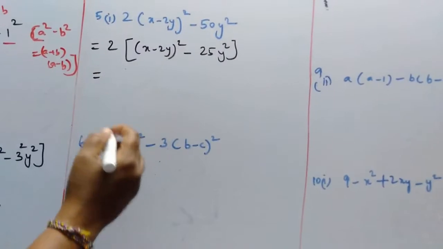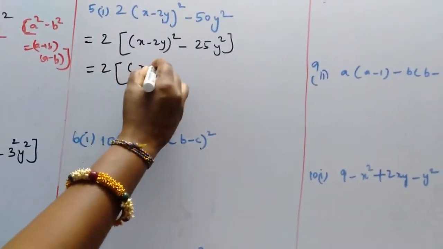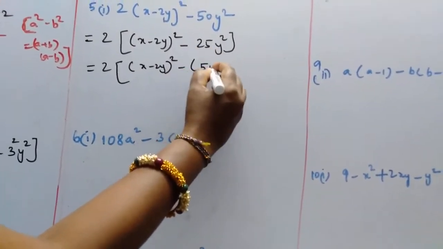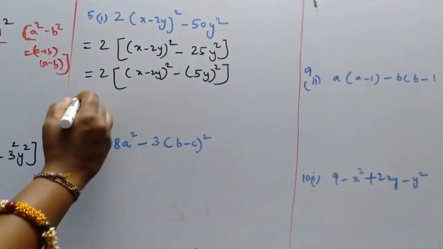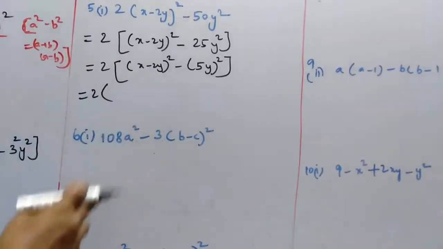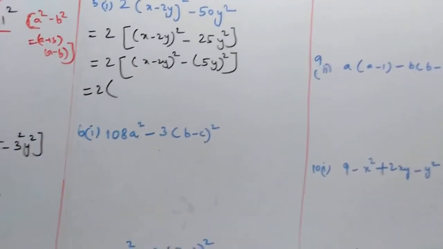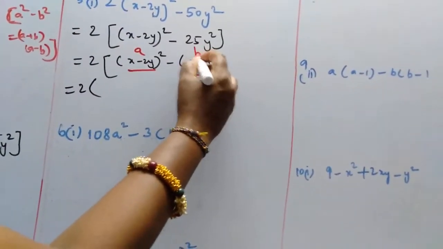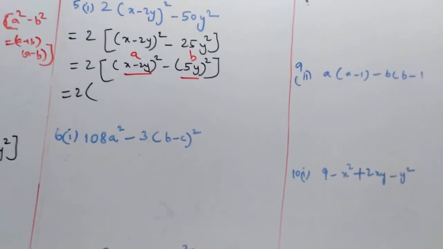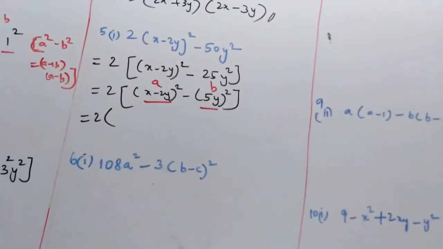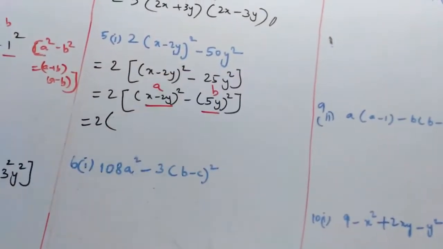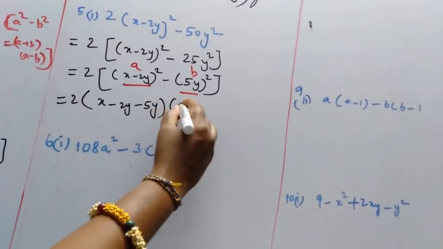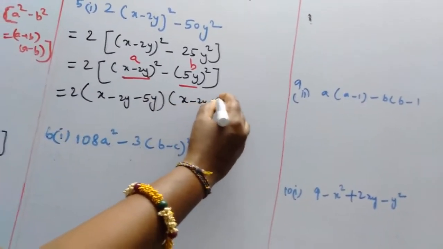Then next, this 2 is common, and this can be written as (x minus 2y)², and this is 5² y², which can be written as (5y)². Right, this 2 is common for both, and this is in the form a² minus b², where a here is x minus 2y and b here is 5y. A² minus b² can be written as (a minus b) into (a plus b).